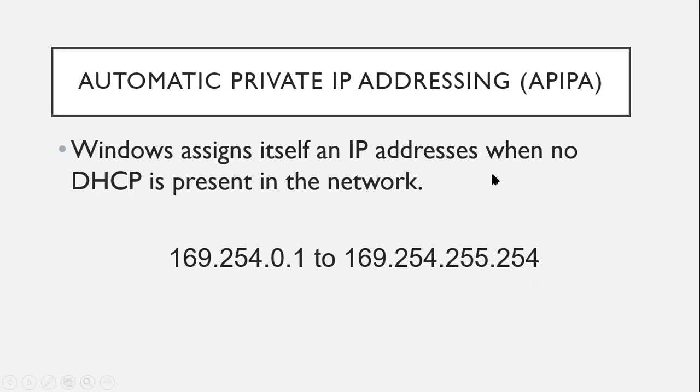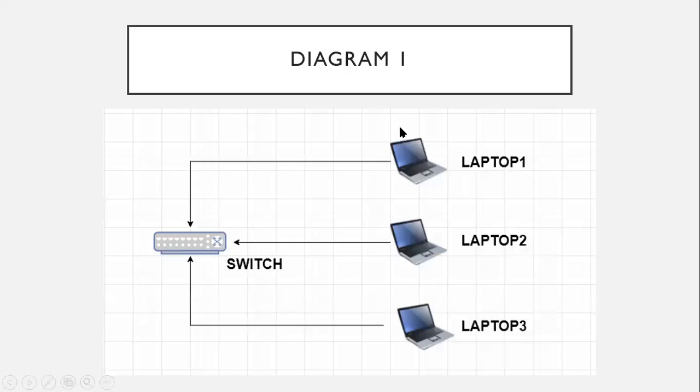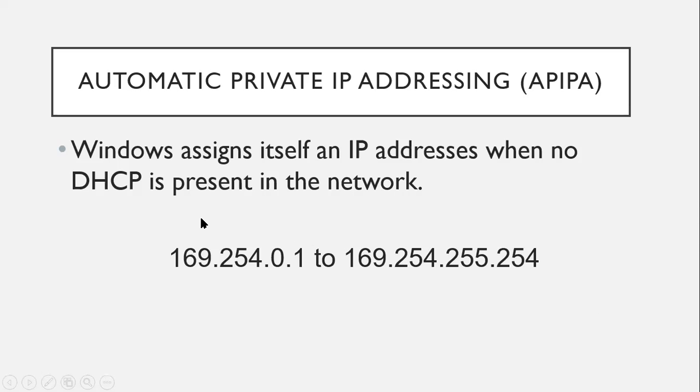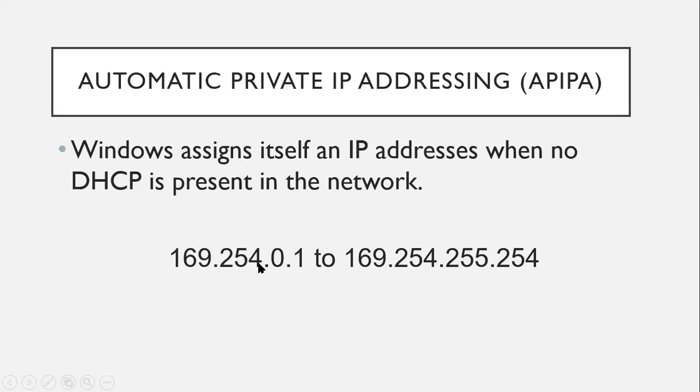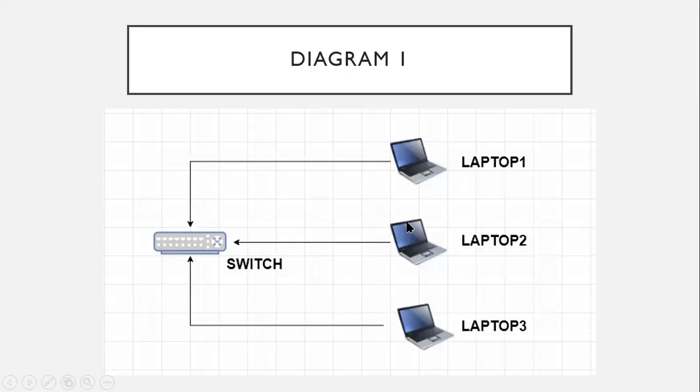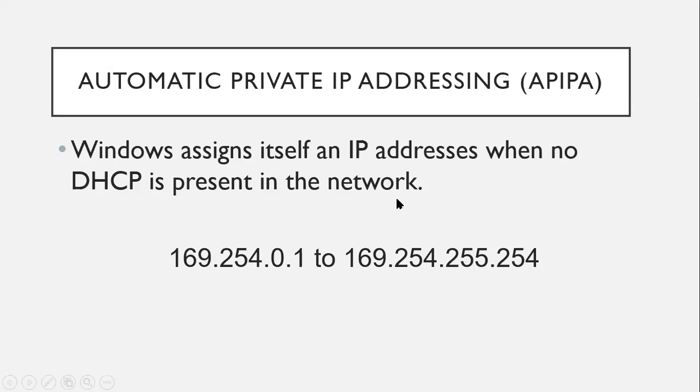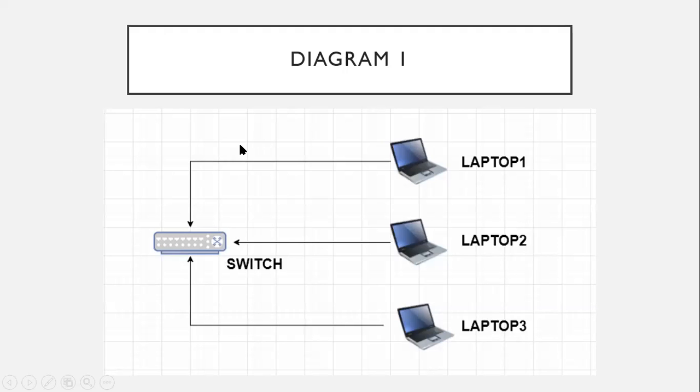So what the computer does is send a message to the broadcast address telling everyone, is anyone already using 169.254.0.1? If there is, for example, laptop 2 is already using that IP address, it will now move to 169.254.0.2. So again, it will broadcast to the network: is someone already using that IP address? If no one replies, it will use that IP address. So that is how the broadcast address and APIPA work.